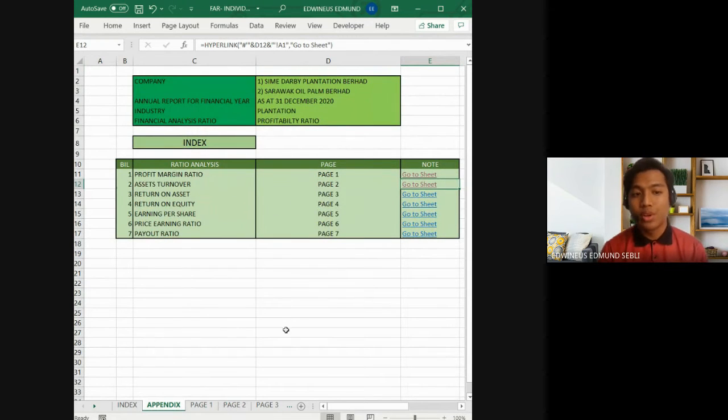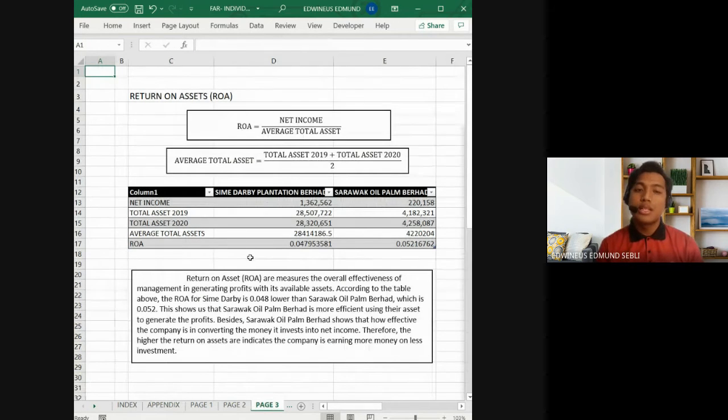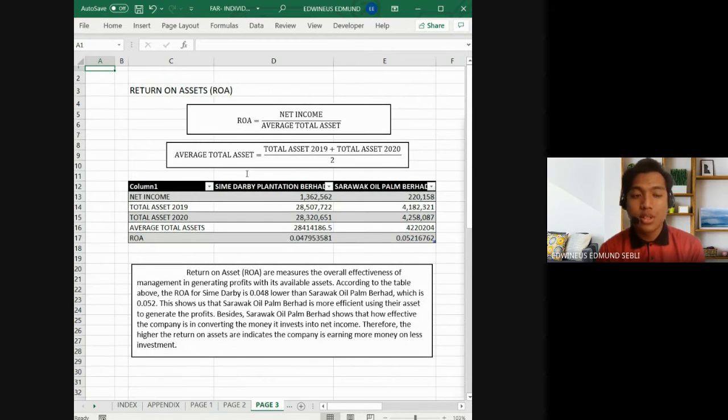Next, we will look at return on asset. So this is the return on asset. Return on asset measures the overall effectiveness of management in generating profit with its available assets. So return on asset, or ROA. This is the formula: net income divided by average total asset. So how to find average total asset? Total asset 2019 plus total asset 2020 divided by 2. So you will get the average total asset.